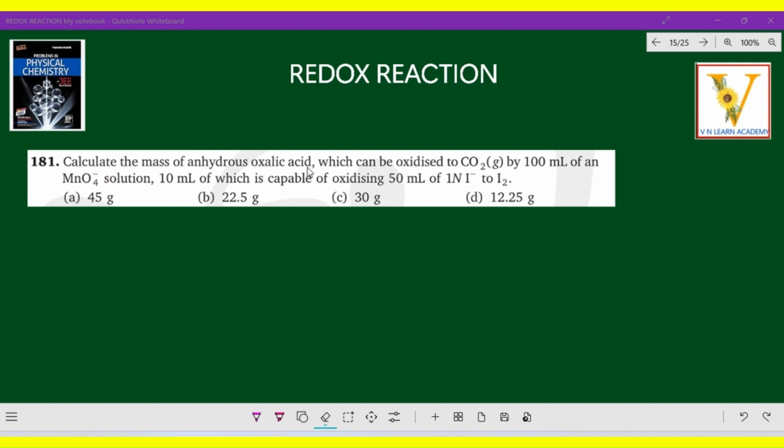Calculate the mass of anhydrous oxalic acid which can be oxidized to carbon dioxide by 100 ml of permanganate ion solution, 10 ml of which is capable of oxidizing 50 ml of 1N I2. So in this question, basically, two main things we have to identify. First and foremost, they have asked us to calculate the mass of anhydrous oxalic acid. The second one is that it is oxidized to carbon dioxide by 100 ml of permanganate ion, and they did not mention the normality. So that comparison is available.